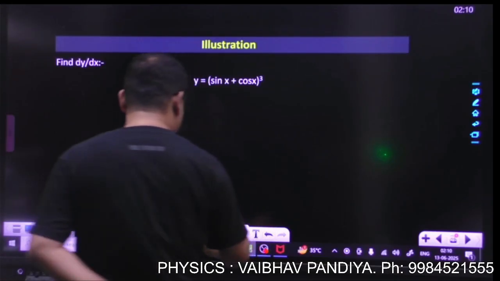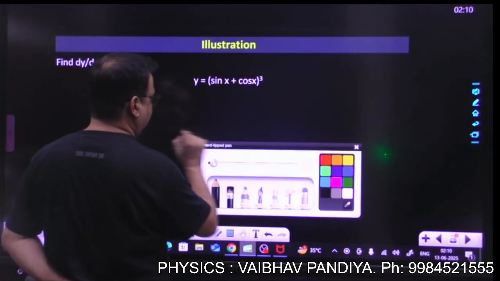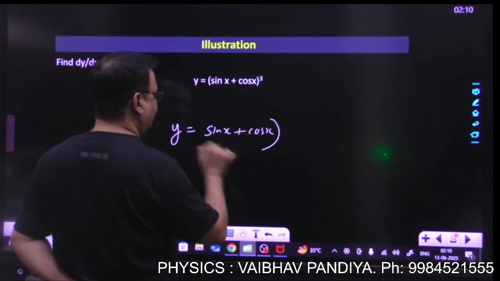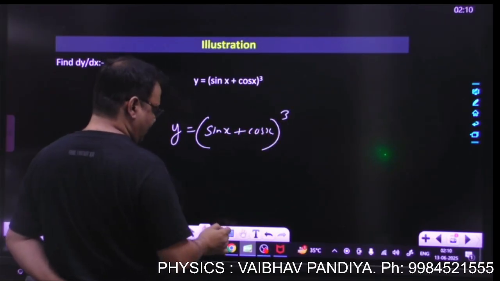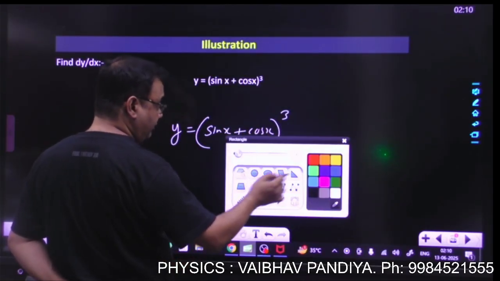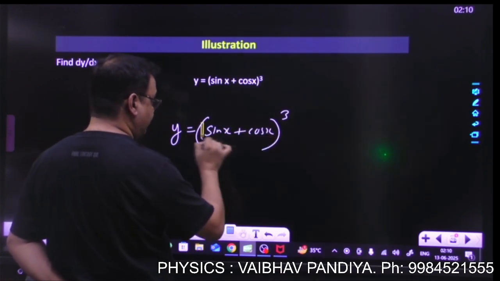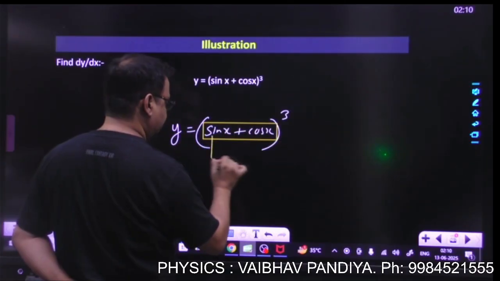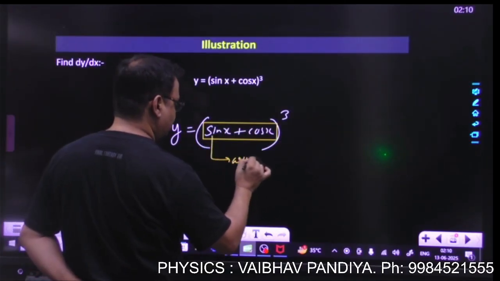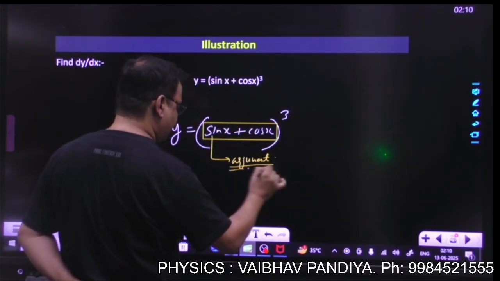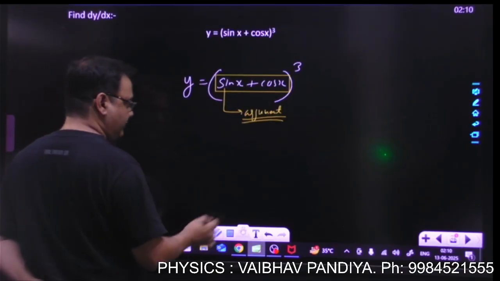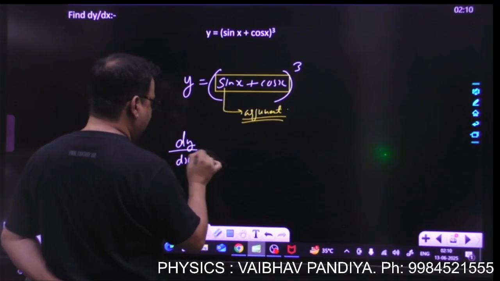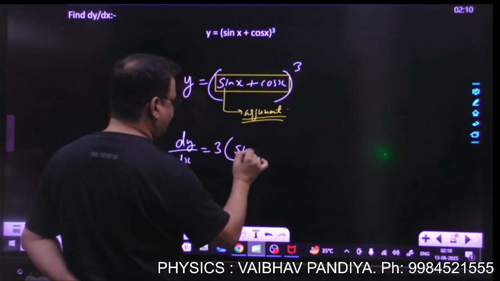Now let's see some illustration. y is equal to sin x plus cos x whole to the power 3. Now again the same thing, first of all you need to identify what will be the first link of the chain. So if I am treating this as the argument, okay, this is the argument. So you have argument to the power something. So you remember the standard form. This will have 3, same argument.